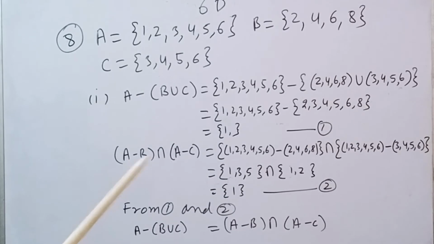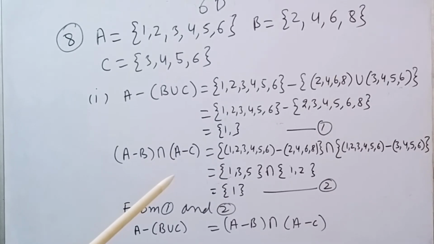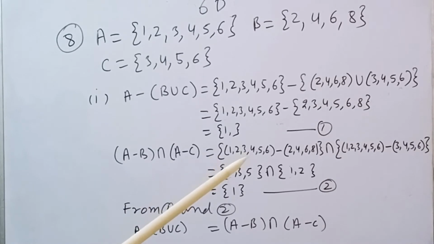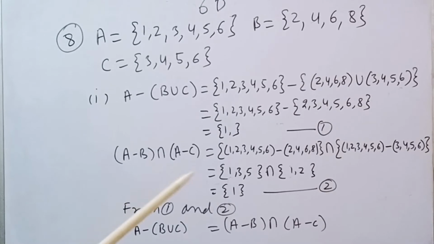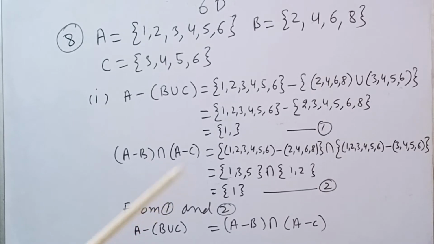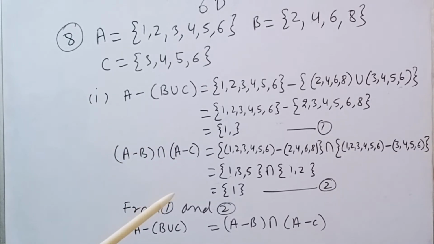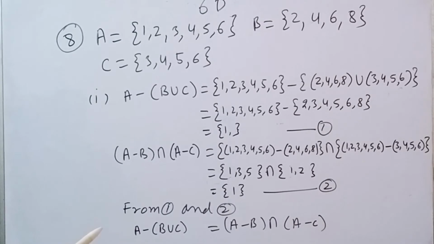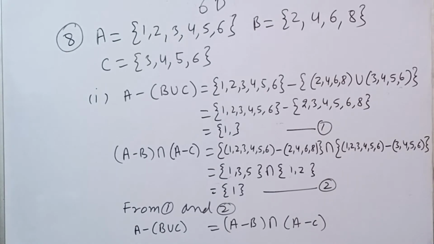So find out A minus B, that is {1, 3, 5}, and A minus C, that is {1, 2}. The common element in both, the intersection, you all know, the common of {1, 3, 5} and {1, 2} is 1 only. So from the first and second we get A minus (B union C) equal to (A minus B) intersection (A minus C). In that manner you will do sum number 8.